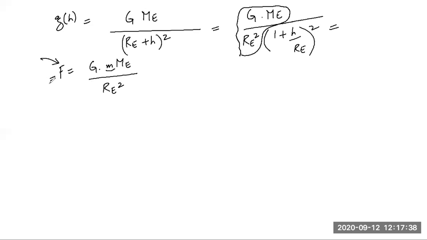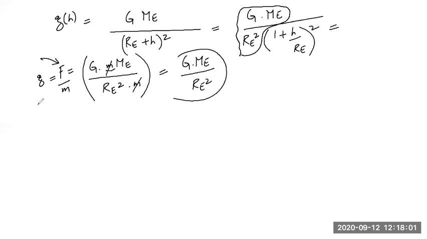So I would say that acceleration g is equal to F by m. So it will be this whole thing divided by m. m will cancel with m. So G into Me by Re square is what? This is actually g. So what is g? This is acceleration due to gravity at the surface of Earth.